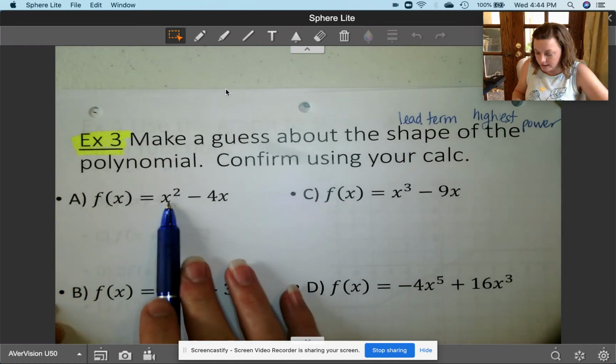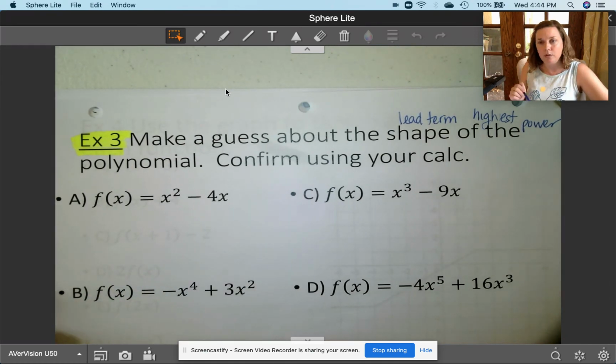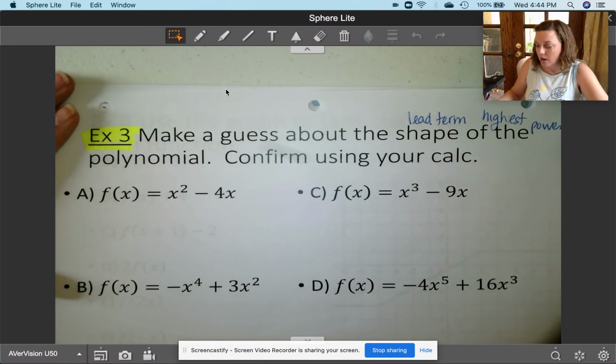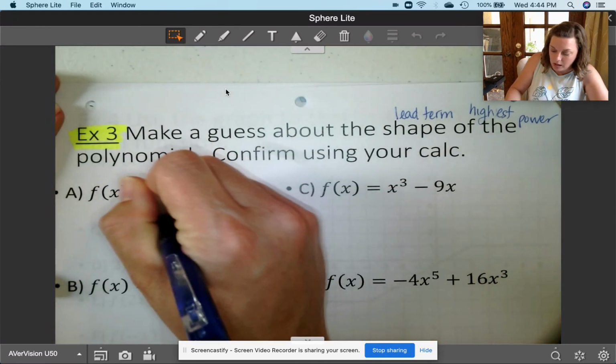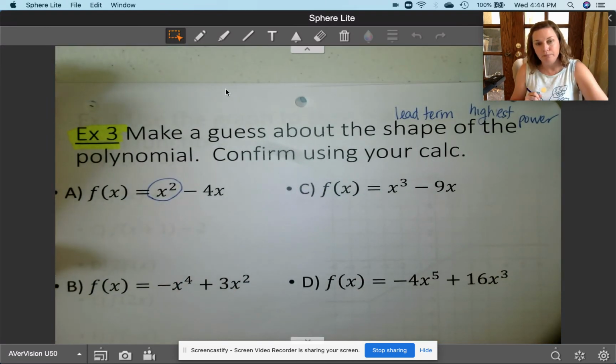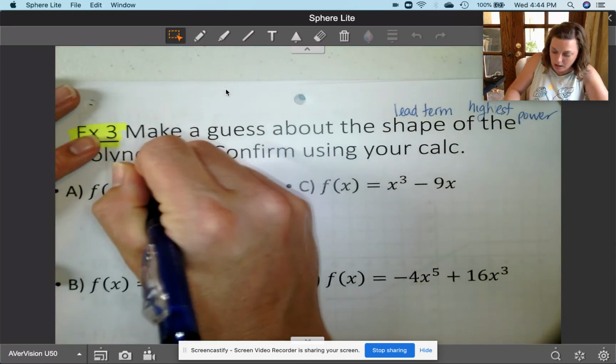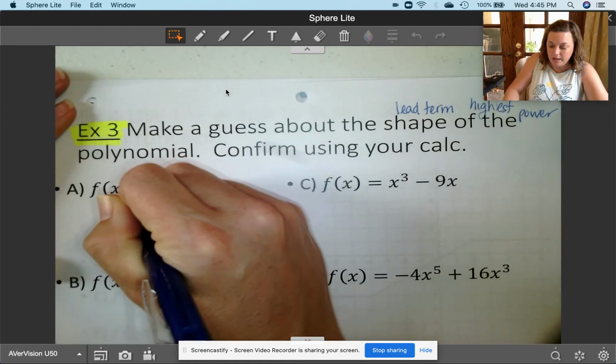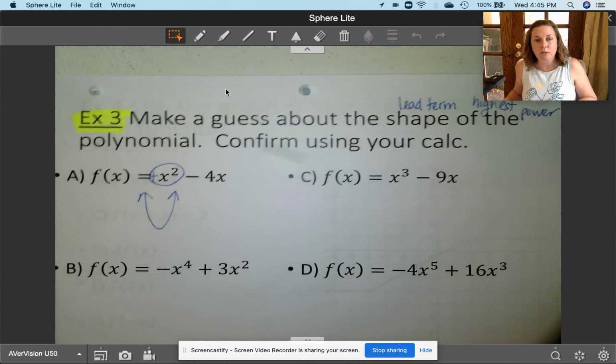Now, all of these happen to be in general form, where everything is nicely in order, like all my ducks are in a row. So all of these were nicely given to you so that the leading term actually is leading. But always just look to the highest power. So here is my leading term, a positive x squared. What shape is that? Parabola. You know that. It's x squared. It's always a parabola.